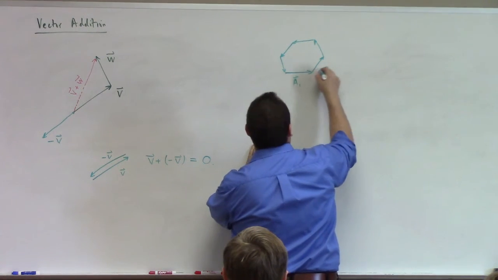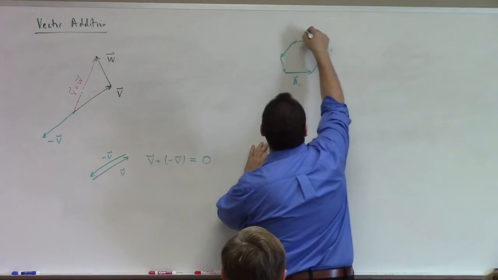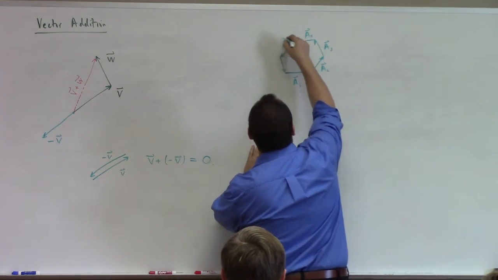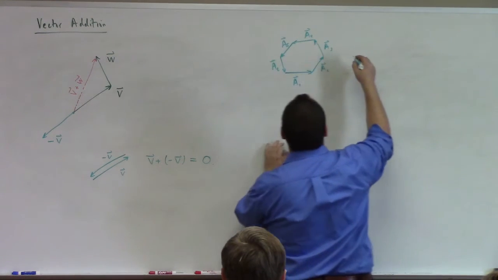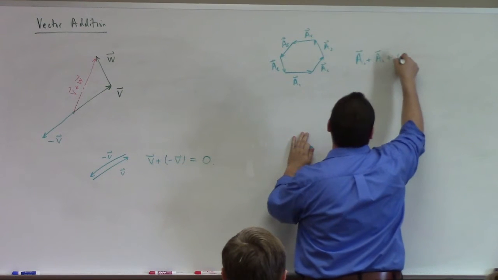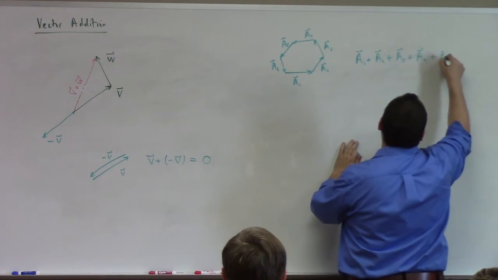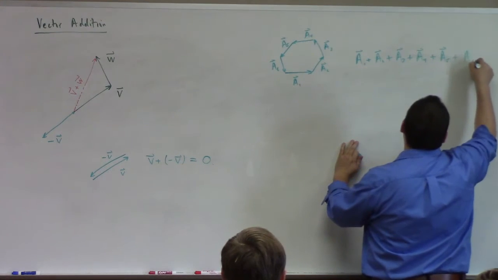So here's A1, A2, A3, A4. Why did I do so many sides? A5, A6 is too late. What's done is done. So A1 plus A2 plus A3 plus A4 plus A5 plus A6.